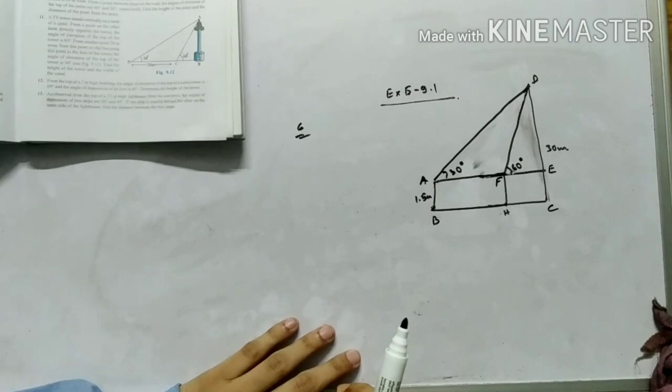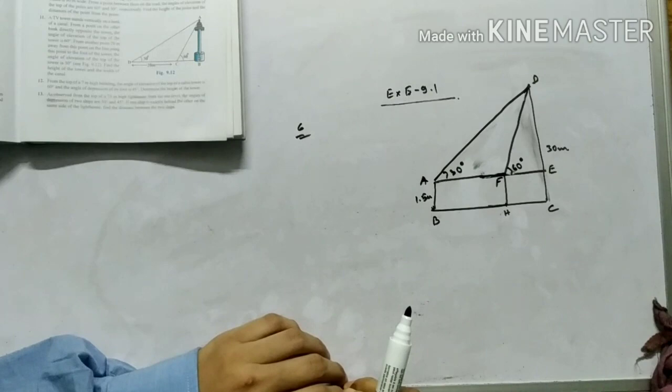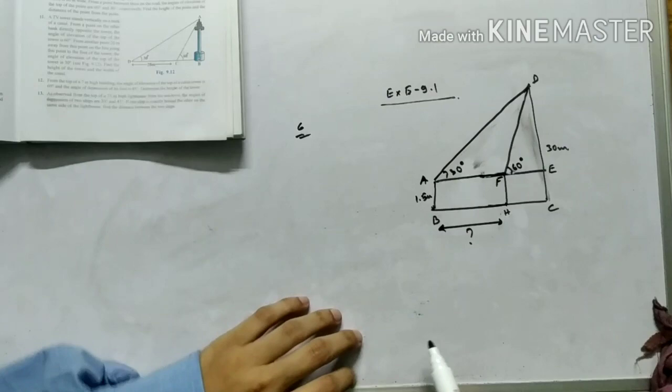What I have to find here? Question number 6. Find the distance he walked towards the building. Distance, that means BH. This distance I have to find. Distance he walked towards the building.